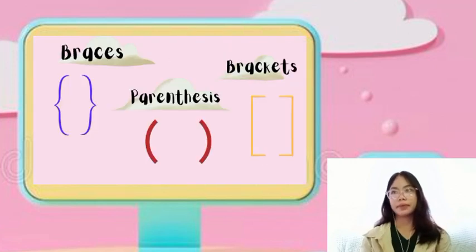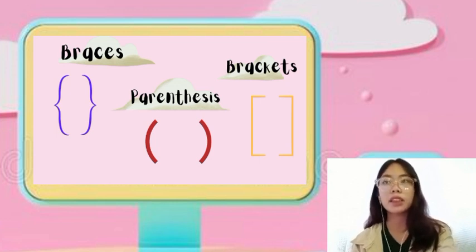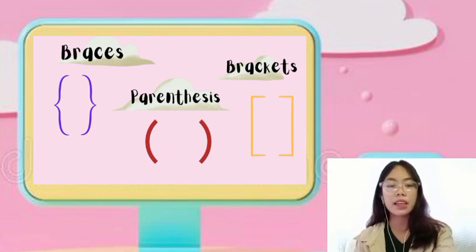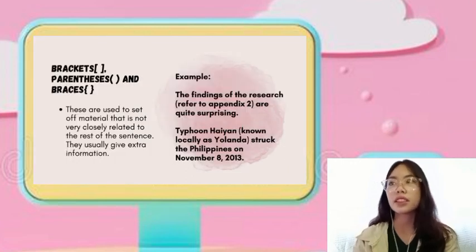So these are the braces, parentheses, and brackets. We usually encounter these punctuations in math, but we also use these in English grammar, just like in writing essays, passages or text in English. Okay, so brackets, parentheses, and braces. These are used to set off material that is not very closely related to the rest of the sentence. They usually give extra information.